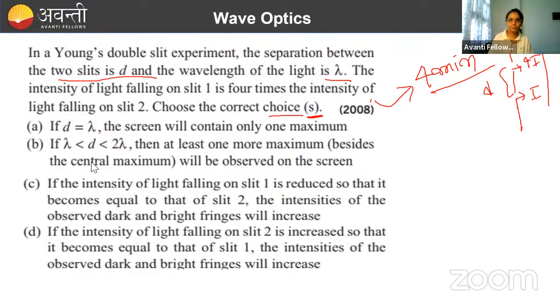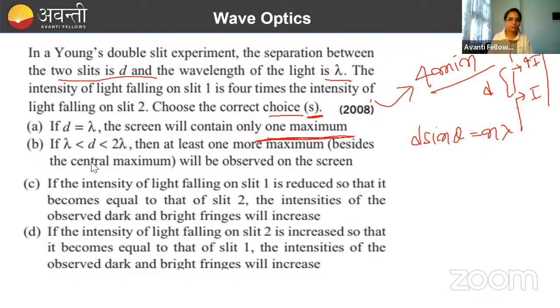I don't remember also. Anyway, so if d equals lambda, the screen will contain only one maxima. Done. So if d equals lambda, it means what? Let's see, d sin theta equals n lambda. It is asking about the number of maxima, no? So let's put the condition of maxima.